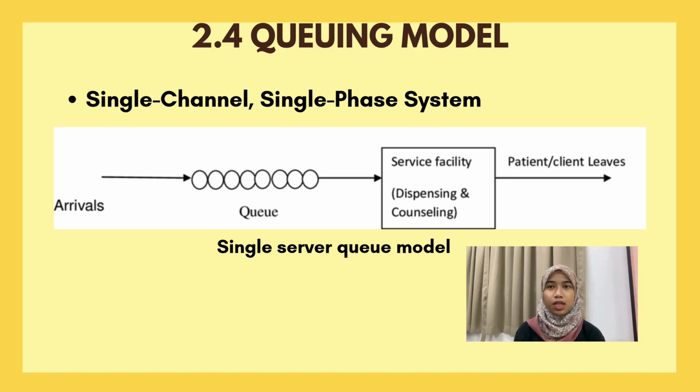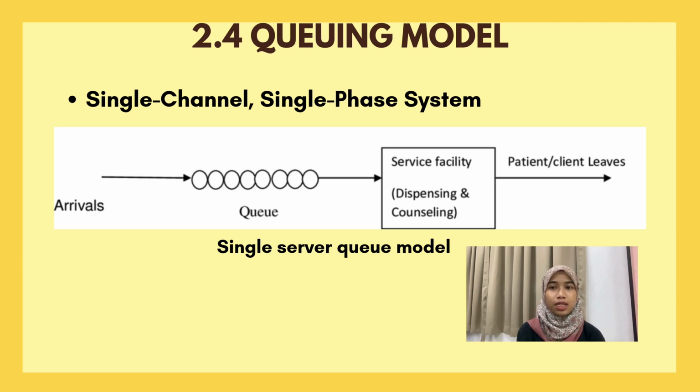This diagram illustrates a single channel, single phase queuing model, commonly used to represent a simple service system. Here's what I can conclude. Firstly, the system description. The arrival: individuals or entities enter the system, patients in a healthcare context. Queue: the waiting area where arrivals line up until the service facility becomes available. Service facility: a single point where service like dispensing and counseling is provided. Departure: once served, the individuals leave the system.